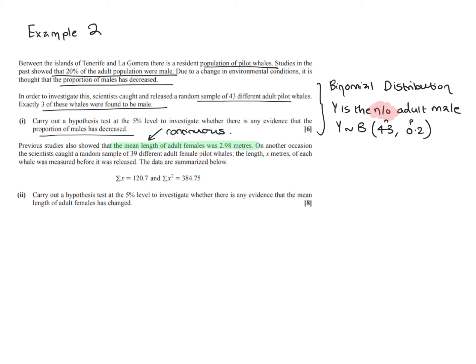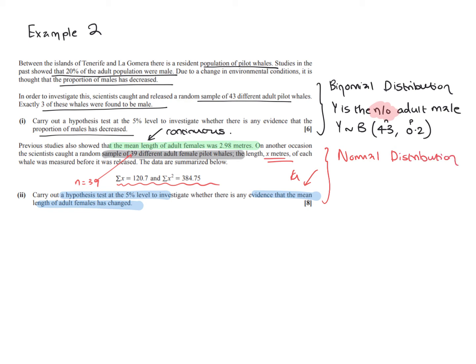On another occasion, so we can see it's a separate situation to the first one, scientists caught a random sample of 39 different adult female pilot whales, so n equals 39. The length x of each of these was measured before it was released, and the data is summarised below. Our task is to carry out a hypothesis test at the 5% level to investigate whether there is any evidence that the mean length of adult females has changed. So, this is another hypothesis test, but it's based on the mean mu, so this is a normal distribution hypothesis test.